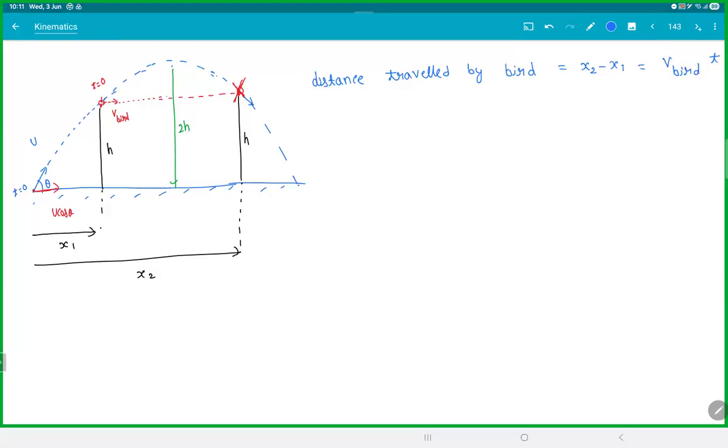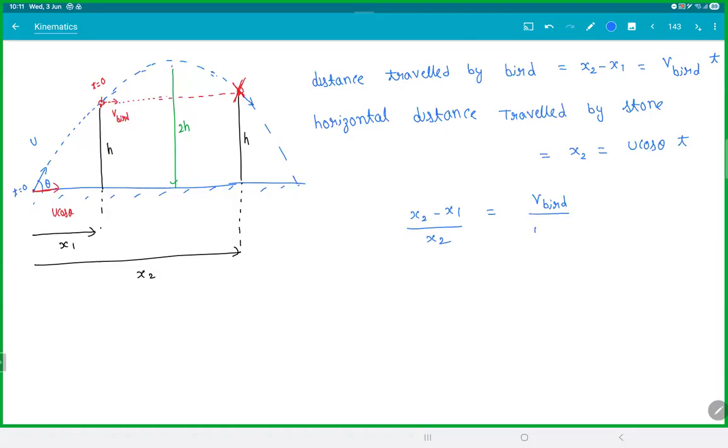Great. How much did the stone travel? So when the bird is getting hit, horizontal distance traveled by stone. How much was that? It was x2. And how much was this? U cos theta into t. Agreed? Indirectly, what are you asking? If I find the ratio x2 minus x1 by x2, that would give me velocity of the bird by u cos theta. There. That's your thing there. That means I don't want anything else. I just want this ratio, and my answer is done.